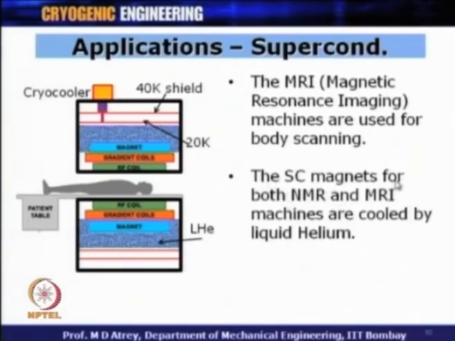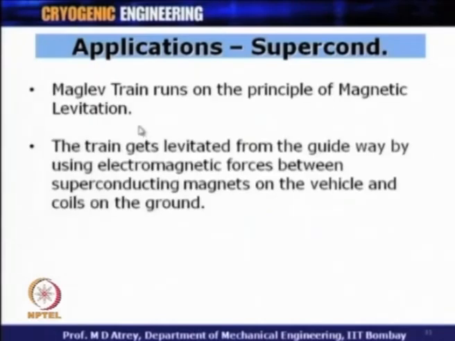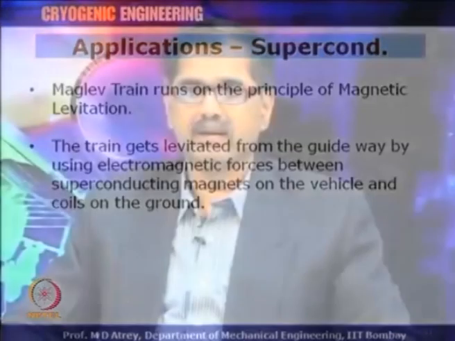The superconducting magnets for both NMR and MRI machines are cooled with liquid helium, and nowadays with cryocoolers also. The next application is magnetically levitated trains, which run on the principle of magnetic levitation. The train gets levitated from the guideway by using electromagnetic forces between superconducting magnets in the vehicle and coils on the ground. So, this is a very important application of superconducting magnets, which uses cryogenics to go into the superconducting region.